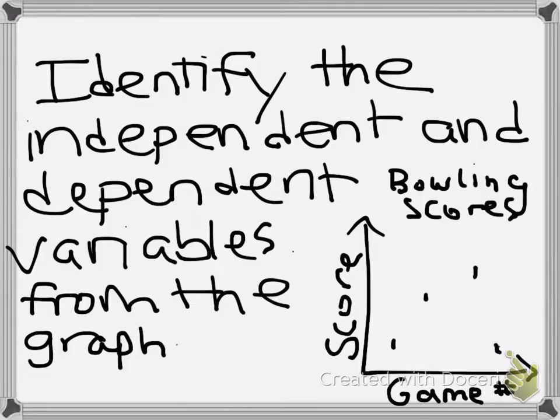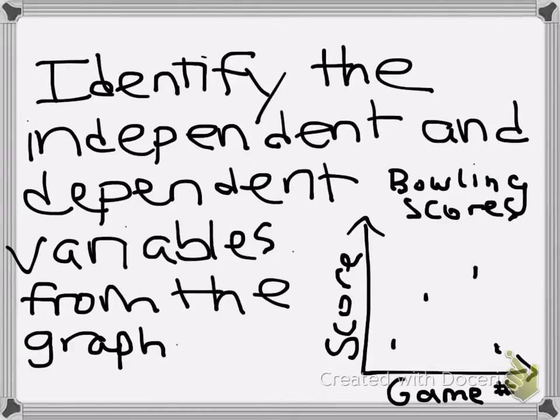Here you want to look at the graph. It's a graph of bowling scores. You can see that the y-axis is labeled with scores and the x-axis is labeled with the game number. So you're supposed to identify the independent and dependent variables. The shortcut here is that the dependent variable is always the y.